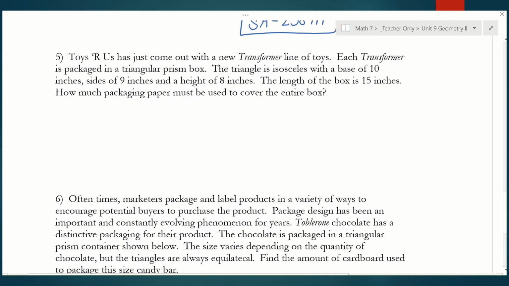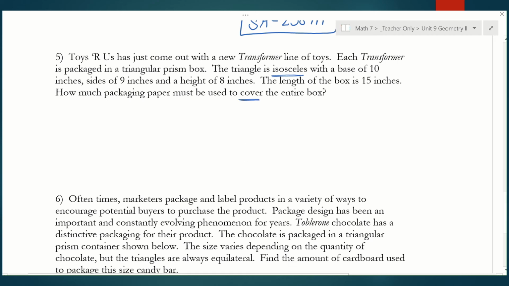our triangular prisms. So number 5 says, Toys R Us has just come out with a new Transformer line of toys. Each Transformer is packaged in a triangular prism box. The triangle is isosceles, that's important, with a base of 10 inches, sides of 9 inches, and a height of 8 inches. The length of the box is 15 inches. How much packaging paper must be used to cover the entire box?